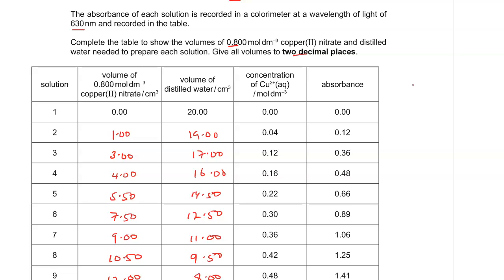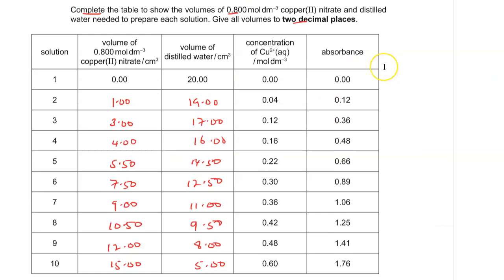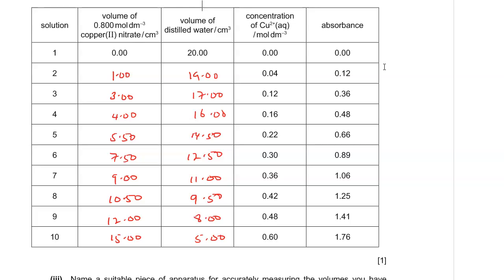Complete this table because you're told to complete the table. Complete the table to show the volumes of copper nitrate and distilled water. So you need to calculate this. Volumes of copper nitrate. Of course, I'll show you 2, then you can do the rest. Let's do the first column here. We are given a concentration of copper 2 aqueous of 0.04 moles per liter. So we have 0.04 moles in 1000 centimeters cubed.